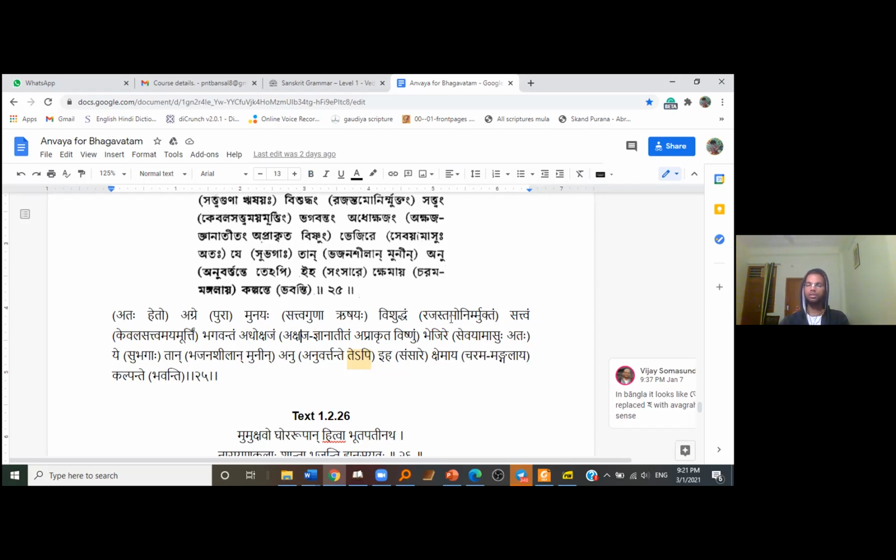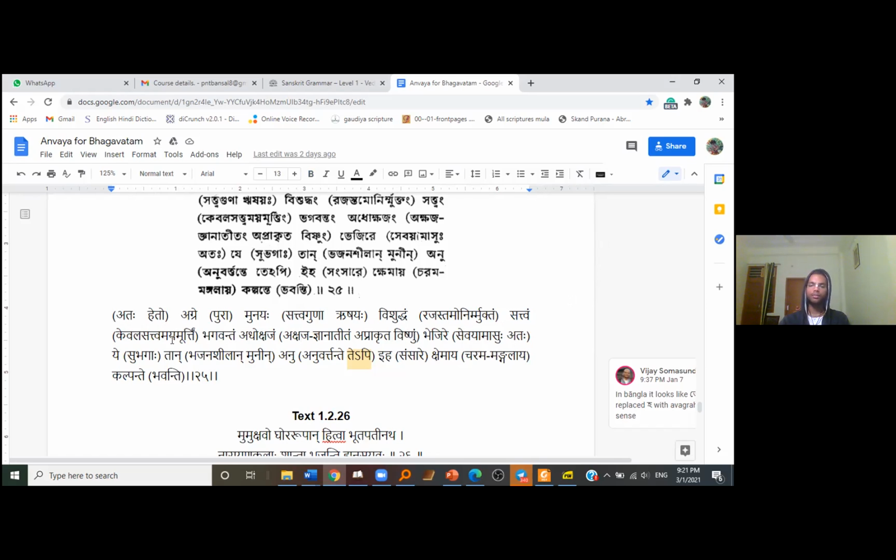And so his Sattva guna is pure Sattva guna, Shuddha Sattva, as they say, and that is the fourth stage. And it's Sattvam, Keval Sattva Mayamurtim. Keval means there is no tinge of Raja or Tamo guna at all. So it's only Sattva Mayamurti.